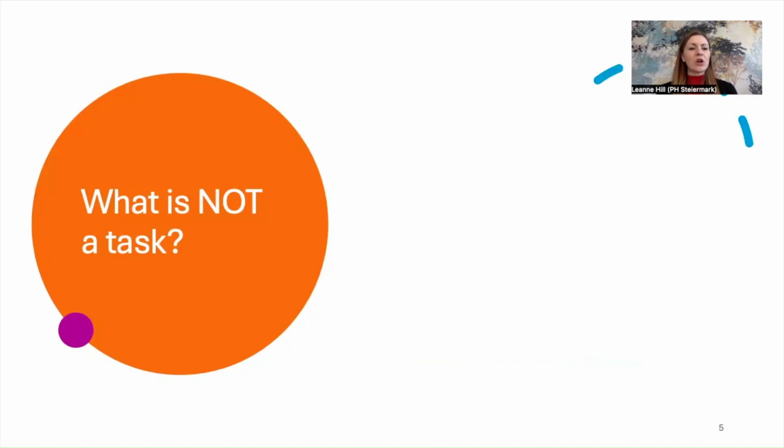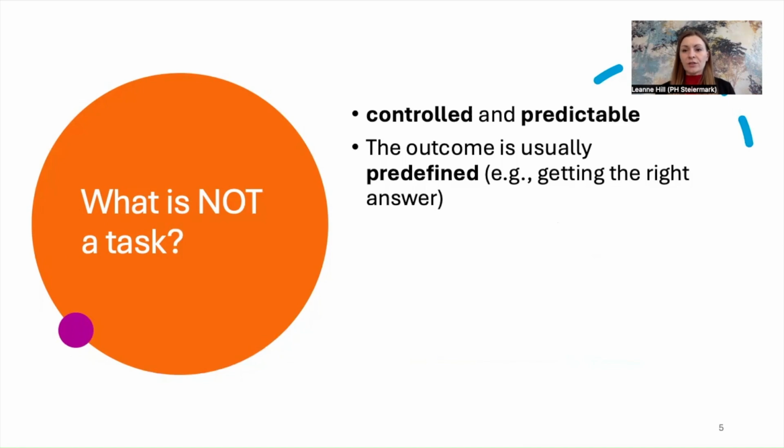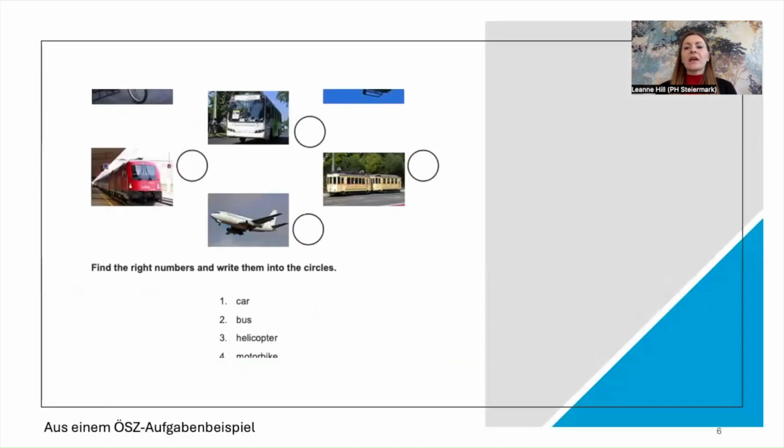So what is not a task? Non-tasks are controlled and predictable. If I show a picture of a hedgehog and I have a word, hedgehog, there's only one correct answer. We already know what the outcome will be, and the focus is on accuracy, on getting it right. Not that that's a bad thing. We'll see in these examples, what can we do with that?